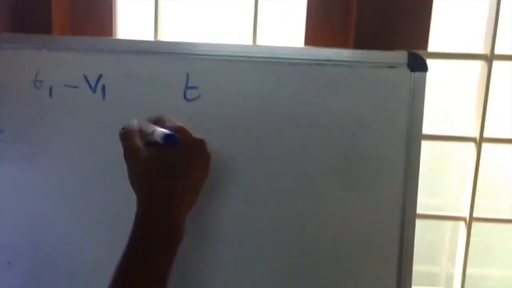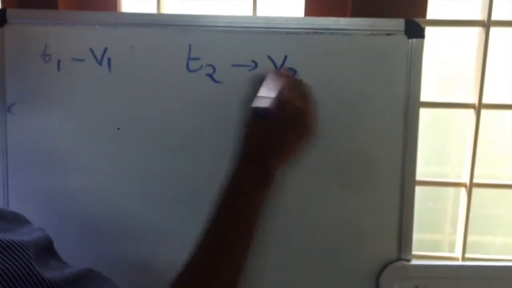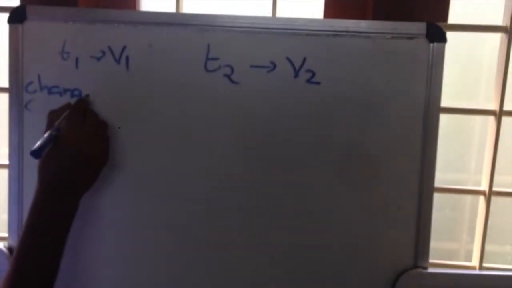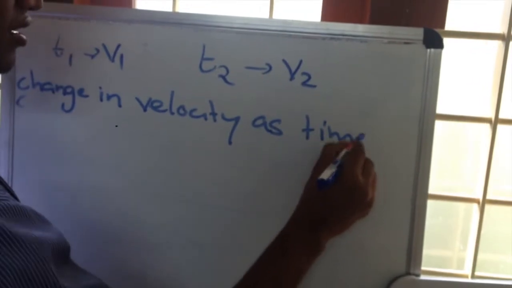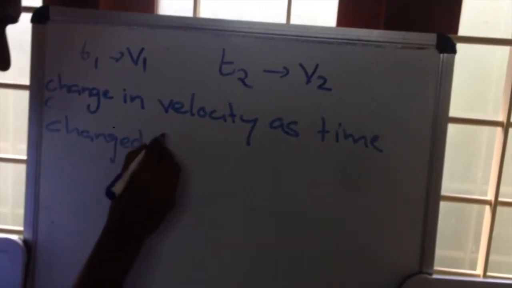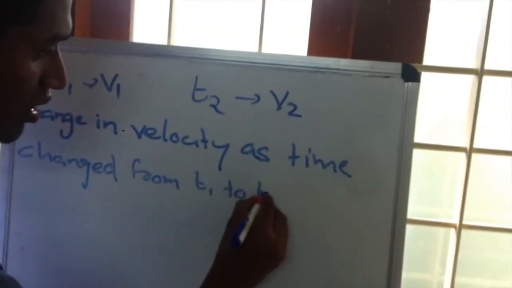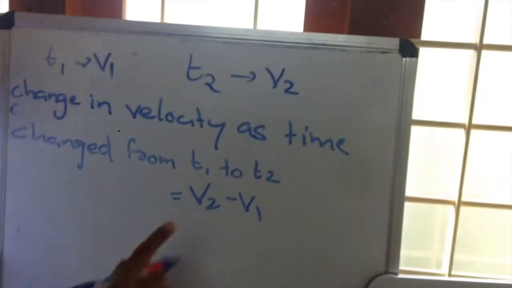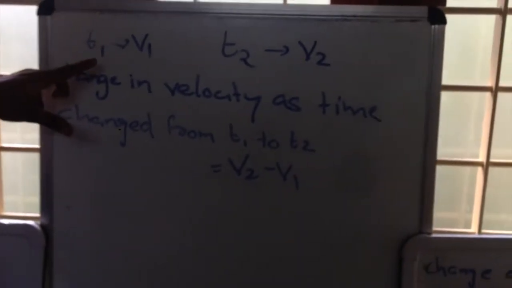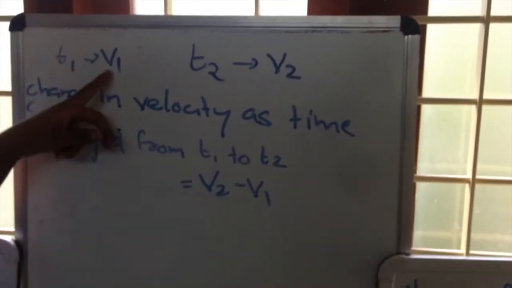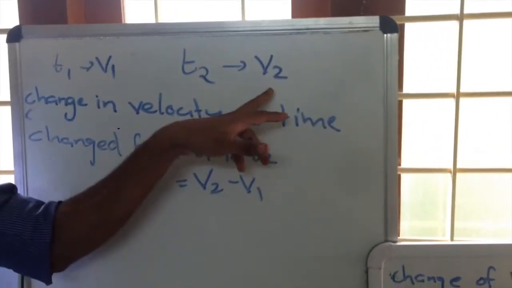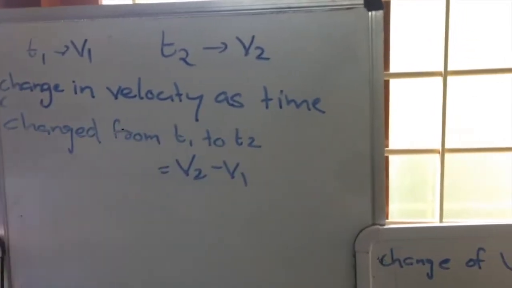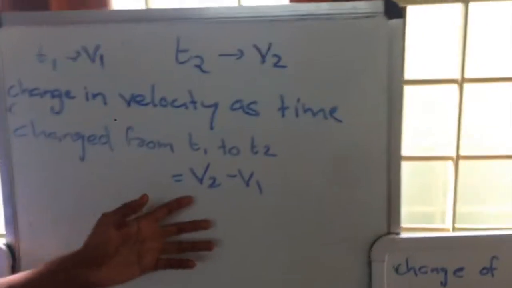At time t1, the velocity was v1. After some time, when we looked at the stopwatch, the time was t2 and the velocity was v2. So the change in velocity as time changed from t1 to t2 is equal to v2 minus v1. Initially at t1 second, when the stopwatch showed the reading t1, the velocity was v1 meter per second, and after a time, now the stopwatch is showing a time t2 and the velocity is v2. So there is a change in velocity, and how much is that change? That is equal to v2 minus v1.